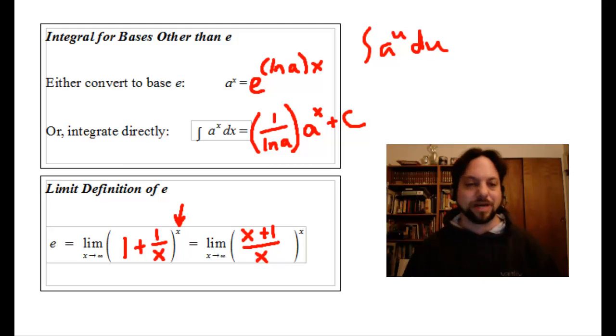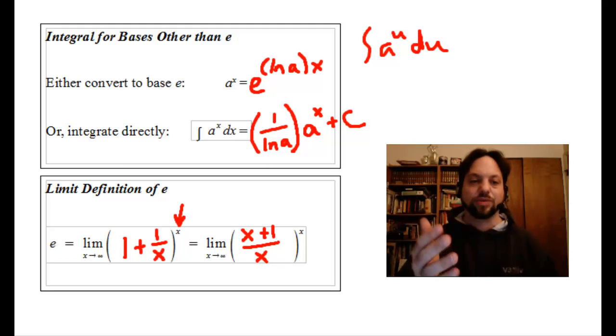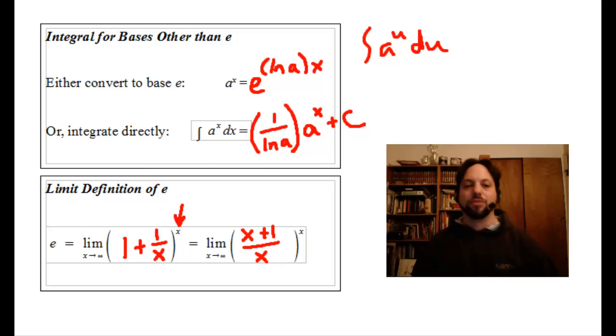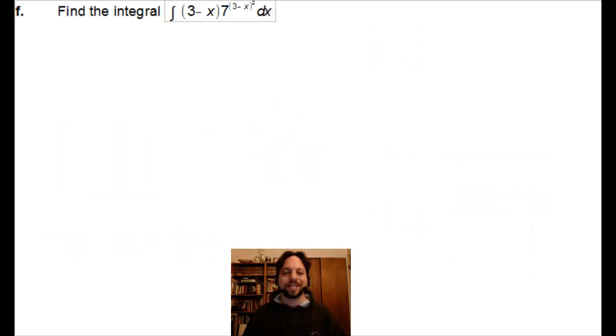But now that we've talked about the integral of bases other than e, that will allow us to proceed with example f. So let's go ahead and move on to that now. Although I didn't show you how to integrate a constant to some function in the box that we just did, I assume that you're able to do that on your own. Of course, to do this problem, we are going to need a u du substitution. After all, it's one of my favorite things to do anyway.